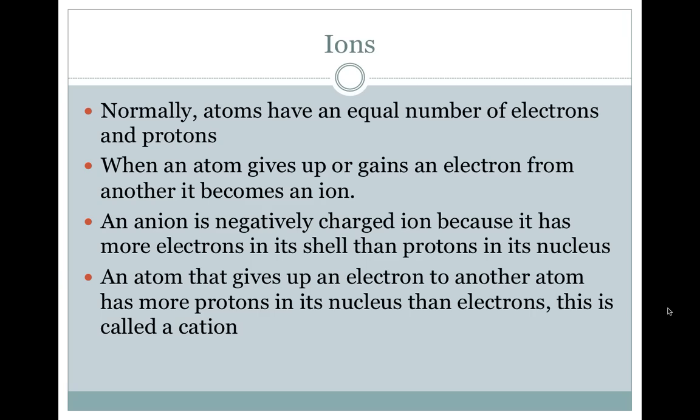Ions. Normally, atoms have an equal number of electrons and protons. When an atom gives up or gains an electron from another, it becomes an ion. An anion is a negatively charged ion because it has more electrons in its shell than protons in its nucleus. An atom that gives up an electron to another atom has more protons in its nucleus than electrons. This is called a cation.